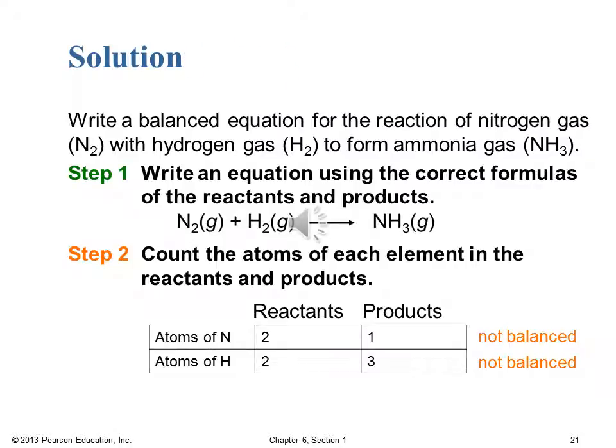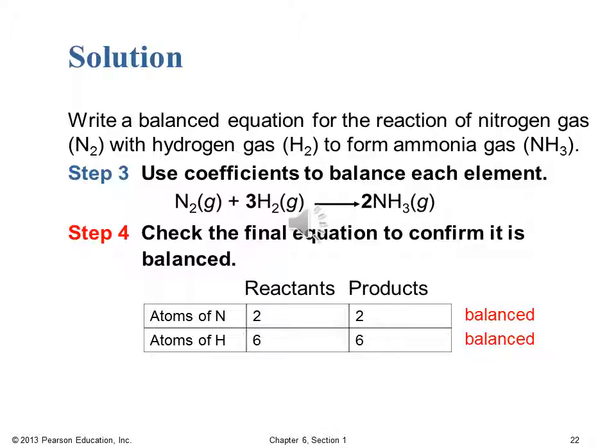So using those steps, the first step is to write an equation using the correct formulas of the reactants and products. So N2 gas plus H2 gas yields NH3 gas, so using the correct symbolism for that. Now we're on to step two. Count the atoms of each element in the reactants and products. So in the reactant side, we have a total of 2 nitrogen atoms from the N2 molecule and 2 hydrogen atoms from the H2 molecule. On the product side, we have just 1 atom of nitrogen and 3 atoms of hydrogen in the ammonia. So we are not balanced to start. Neither the hydrogen nor the nitrogen is balanced.